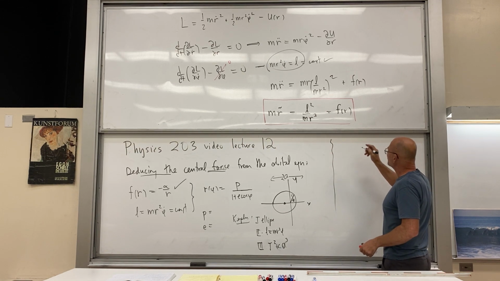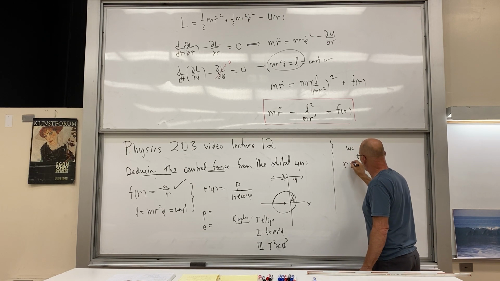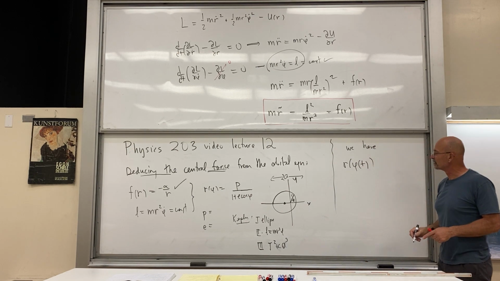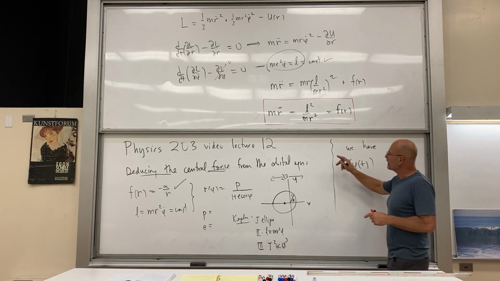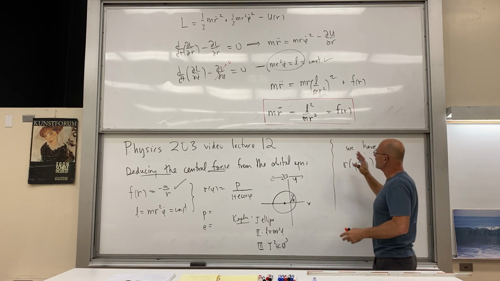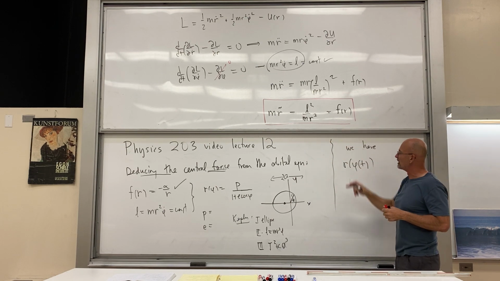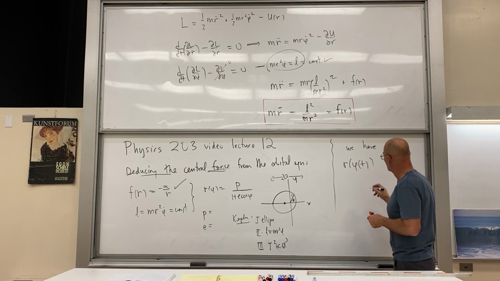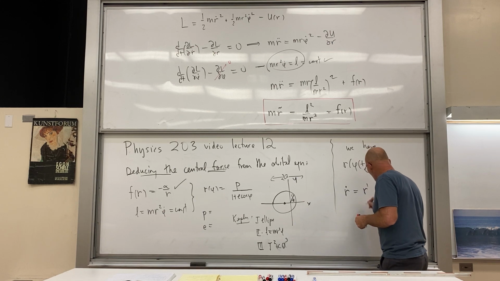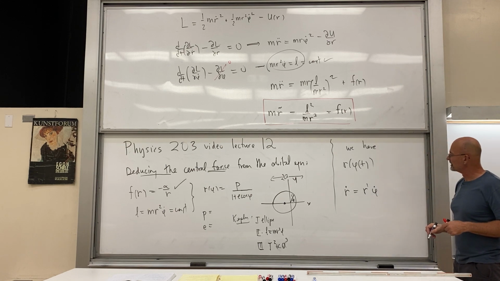Okay. So we have r of phi, but since we have r of phi of t implicitly, we can just take two complete time derivatives of this thing, and whatever comes out there will replace, and then this expression will give us the force law. So r dot is equal to r prime times phi dot by the chain rule.